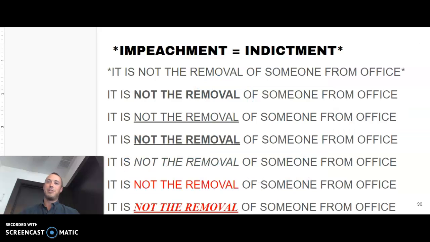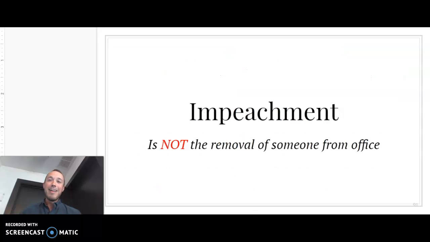Here we go. So, as you can tell, I wrote it 7 times on this slide for you. Impeachment is indictment in the real world. It is not the removal of someone from office. If that one doesn't do it for you, then check the bold or the underlined or the bold and underlined or the italicized or the red, bold, underlined, and italicized. Hopefully at that point you will understand impeachment is not the removal of someone from office. And here's one more slide just to remind you.